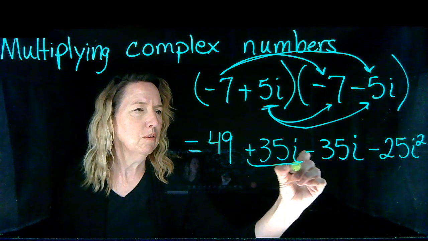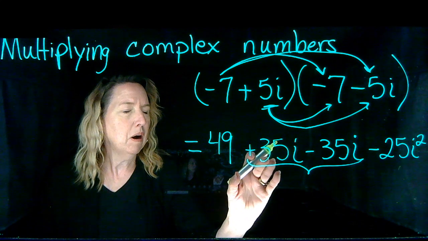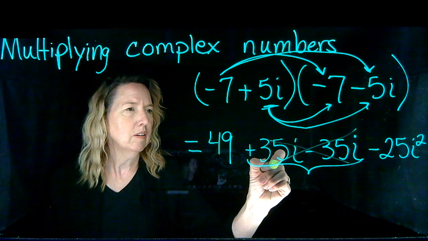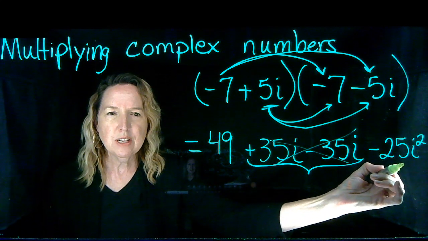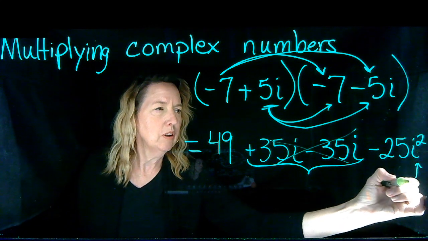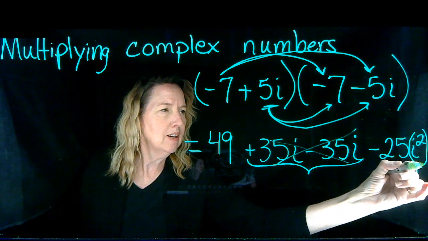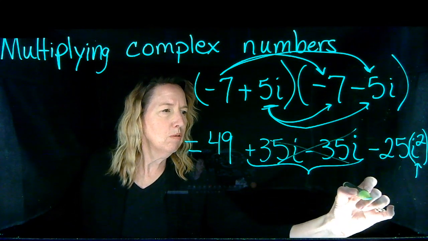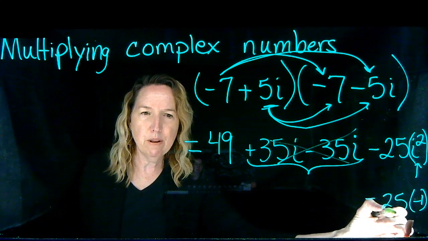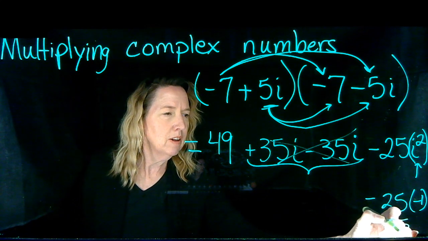The two middle terms, since they're both i's, can combine. Now, we have a positive and a negative. They add up to 0. So this is going to be gone. Something interesting is going to happen down here as well. i squared, we know from earlier work, is -1. So we can replace that with a -1. And what does that do to the -25? It changes it to a +25.